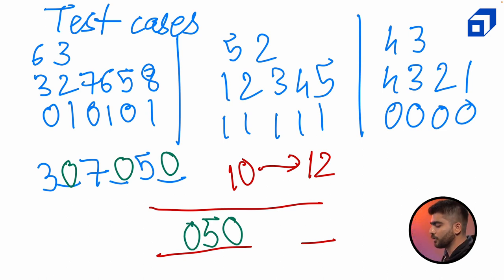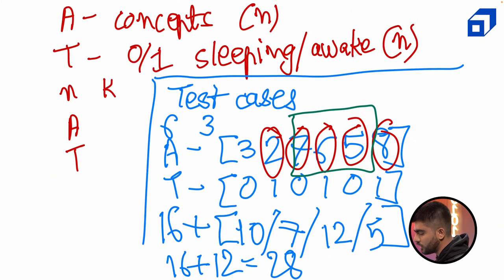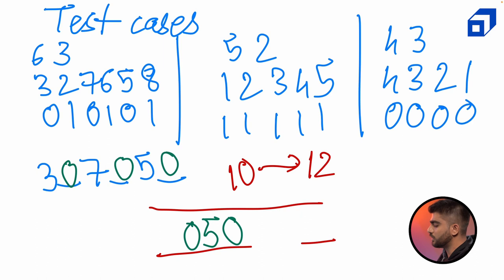We are not going to process it further because the question clearly mentioned it was from 1 to n minus k plus 1. If we consider the question, here it was mentioned that we can start our k consecutive minutes only from 1 to n minus k plus 1. Now the sum of the remaining k elements is 5, which is less than 12, so we'll not update the maximum answer, and hence our solution will be 12 plus 16, which is going to be 28.